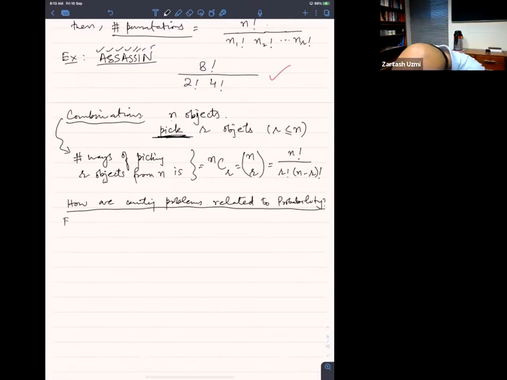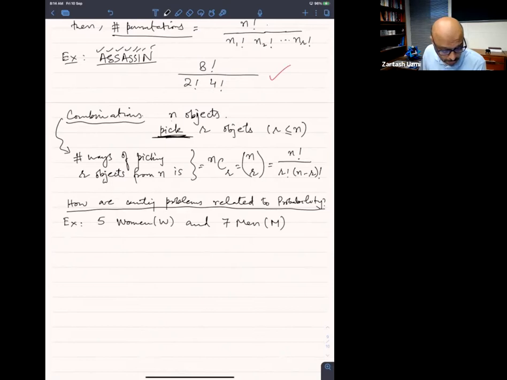Let's say you have 5 women and 7 men, so a total of 12 people. I'm going to ask you a few questions. The first question is, pick a committee of 5. Out of these 12 people, I have to pick a subset, a subcommittee of 5 people.